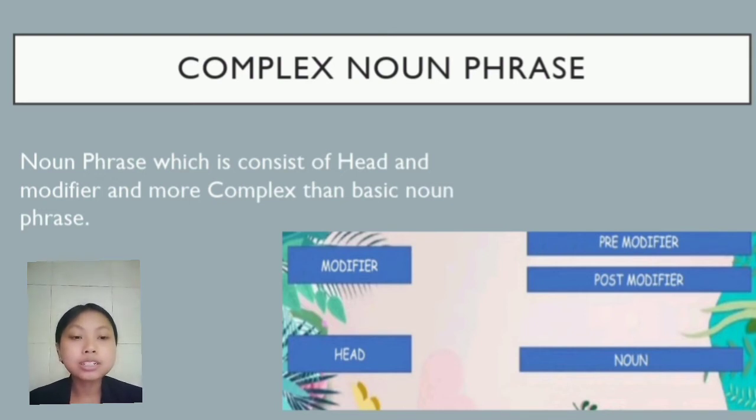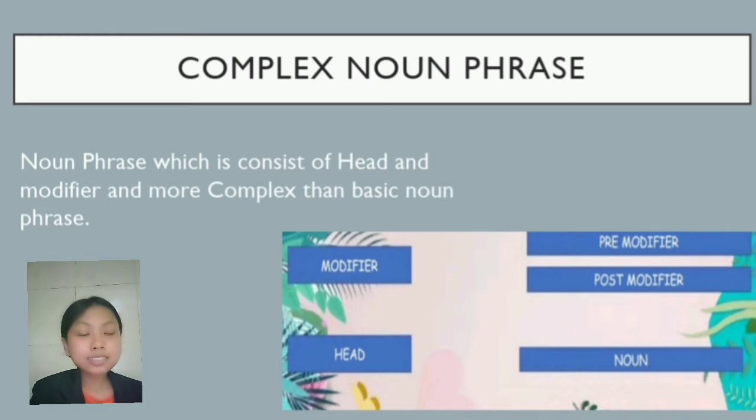So here the complex noun phrase consists of modifier and head, where the modifier consists of pre-modifier and post-modifier. And for the head, it's also a noun.